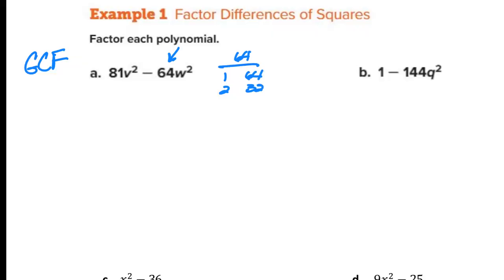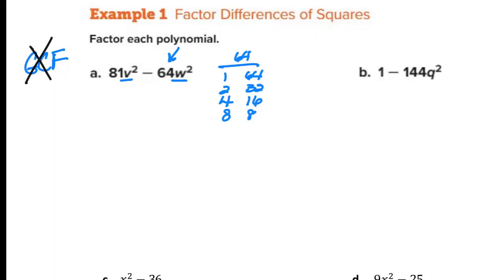3 is not a factor of 64. 4 is, and that's going to be 4 and 16. Does 4 go into 81 evenly? No. Does 16 go into 81 evenly? No. 5 does not. 6 does not. 7, 8. 8 and 8, and 8 does not either. And you don't have the same variable. I have V's over here and W here, so I can't factor out a V or a W because it's not in both terms. So there is no greatest common factor.